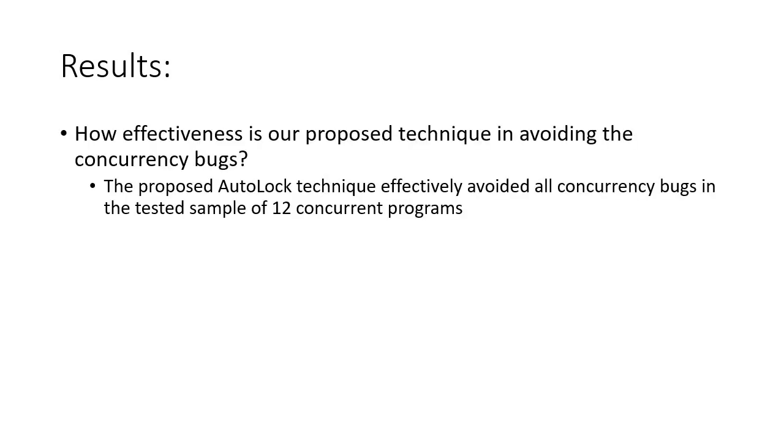Now that we briefly reviewed how the proposed method works, let's take a look at the results obtained in various benchmarks. The first research question the authors tried to answer is, how effective is our proposed technique in avoiding concurrency bugs? The proposed AutoLock technique effectively avoided all concurrency bugs in the tested sample of 12 concurrent programs, demonstrating its capacity to systematically prevent such bugs. The time required for generating thread-safe classes ranged from less than a second to 15 seconds, significantly lower than the average time traditionally spent on fixing a single concurrency bug.